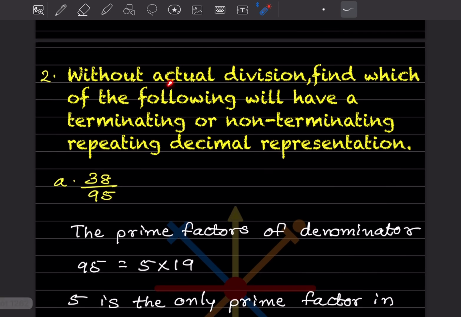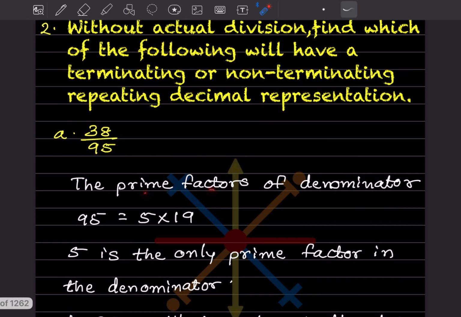Now, without actual division, find out which of the following will have a terminating or a non-terminating repeating decimal representation. This is a rational number because it is in the form of P by Q. What we are going to see is that this Q, the denominator, should have either 2, 5 or both of them, that is 2s and 5s, when we take the factors of it. So let us see for this 95.